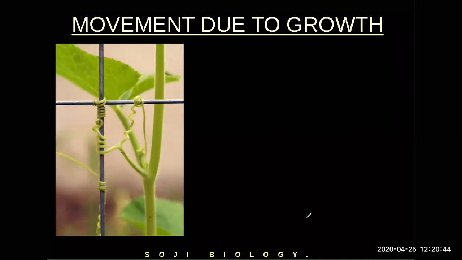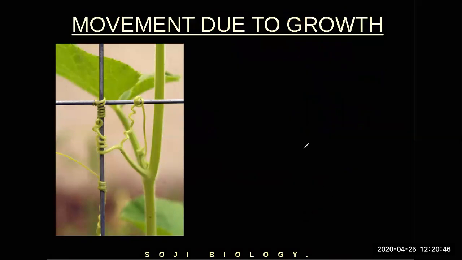This is the first kind of movement, due to growth. So there you can see this is a stem, the stem of a plant. And this plant has tendrils. These structures are known as tendrils. You might have seen this, that is a non-living support. It's a non-living support. And the living tendril, which is a part of the plant, is helping the plant to climb up.